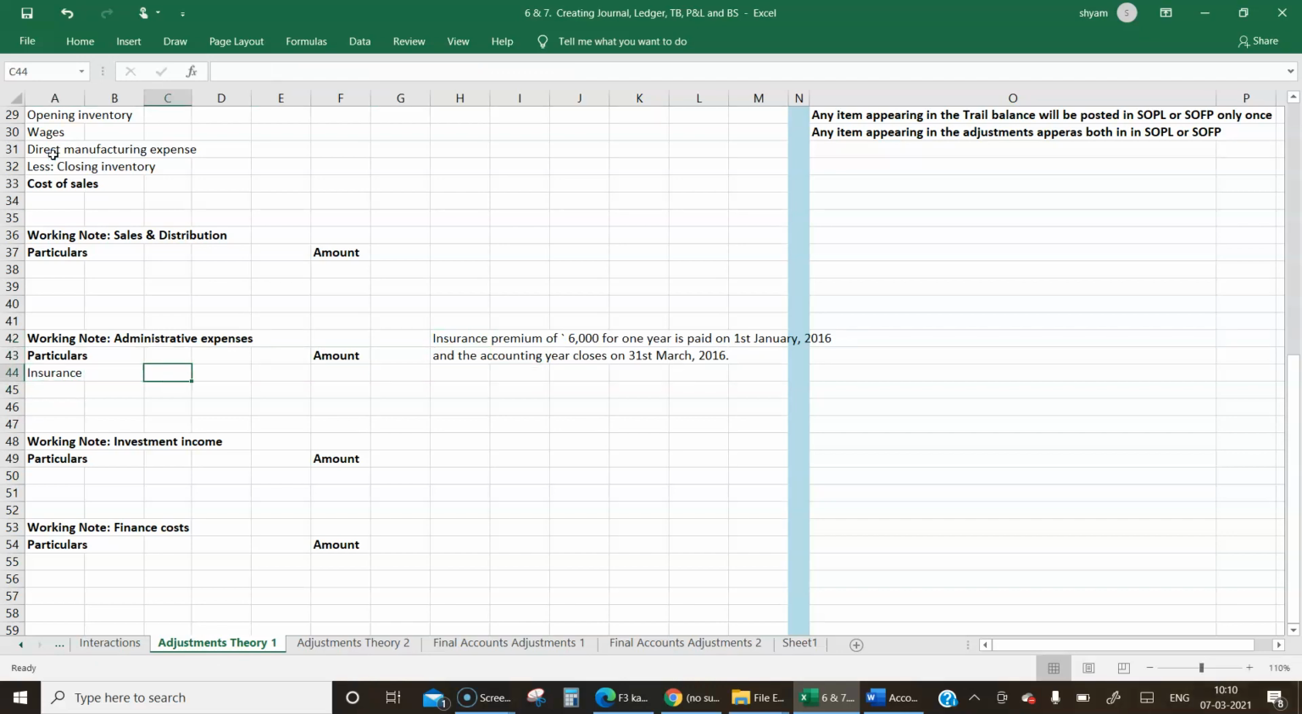See, insurance they have totally paid 6,000. But this 6,000 is for how many months? It's for 12 months. This year itself ends in 3 months. From January to March, it's 3 months. So the balance 9 months is prepaid. If there's anything prepaid, you have to deduct it. Less prepaid.